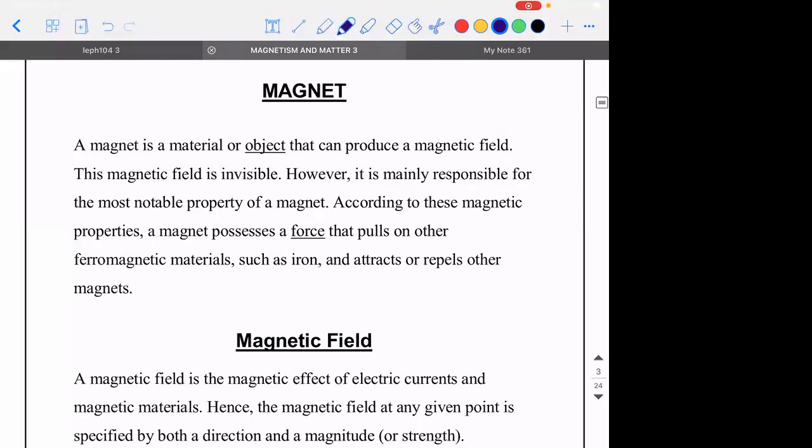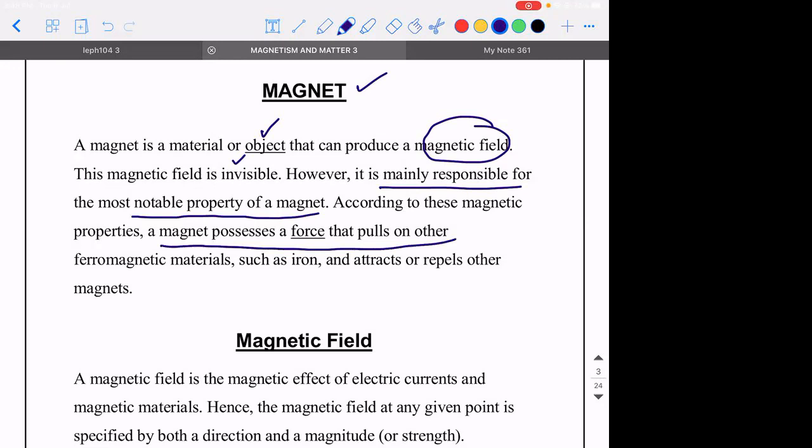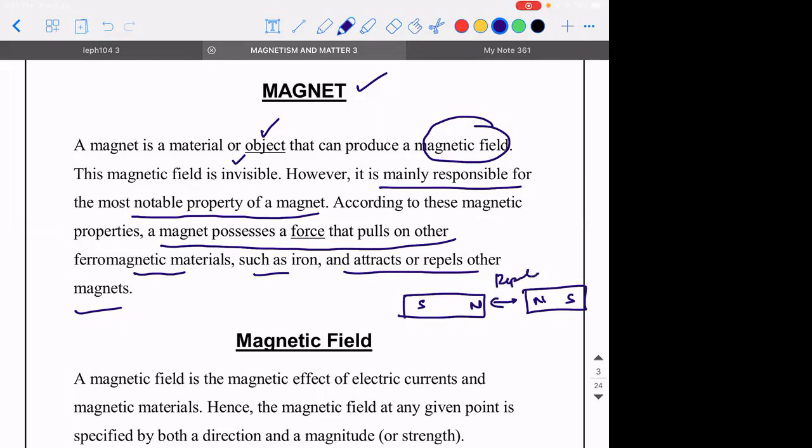Let me read out certain points which you guys already know. Okay. You know what is a magnet? Basically, a magnet is a material or object that can produce a magnetic field. The magnetic field is obviously going to be invisible, but we can sense it. However, it is mainly responsible for the most notable property of a magnet. According to these magnetic properties, a magnet possesses a force that pulls on other ferromagnetic materials such as iron and attracts or repels other magnets, depending on the orientation. What they are saying is, if you have a magnet like this, North Pole, South Pole, and you have another North Pole and South Pole, North and North will repel and South and North will attract.